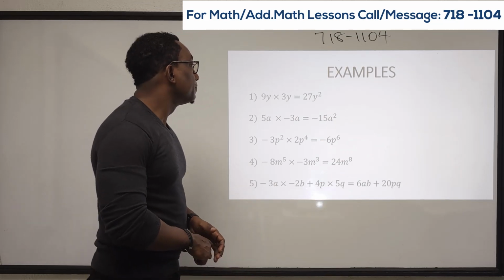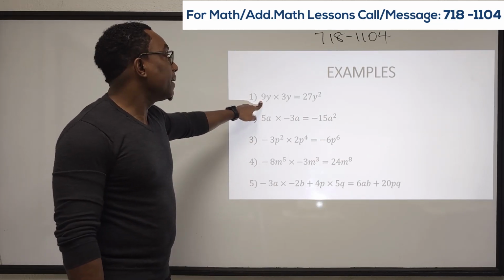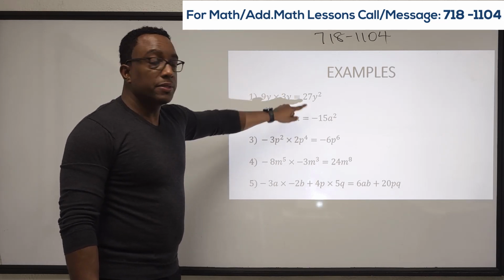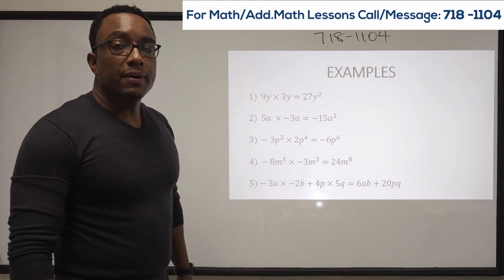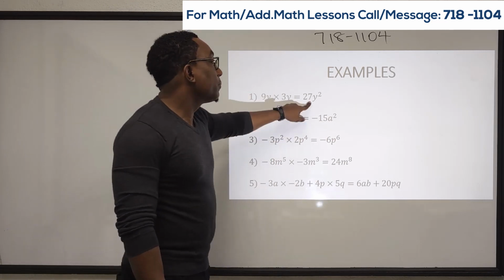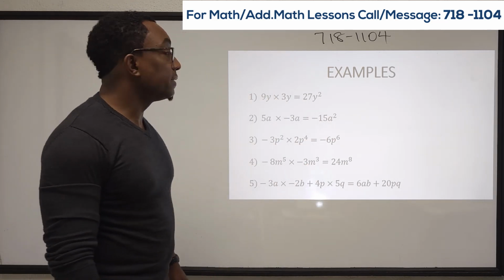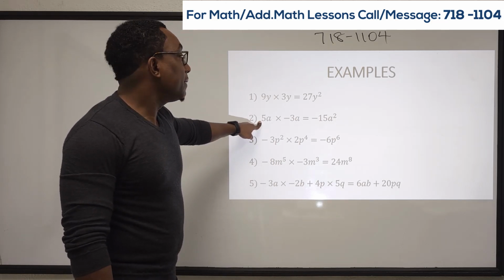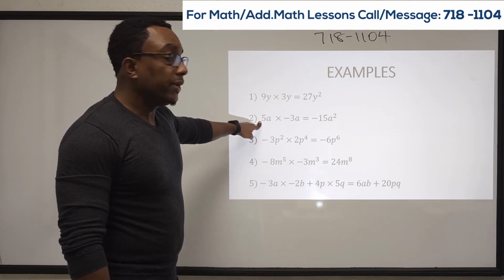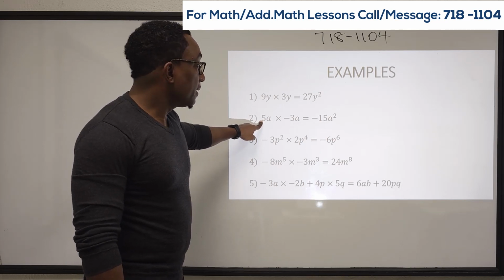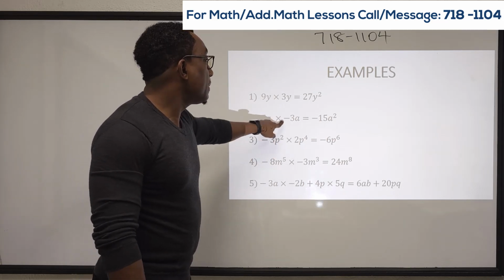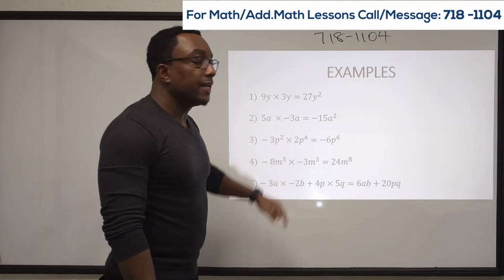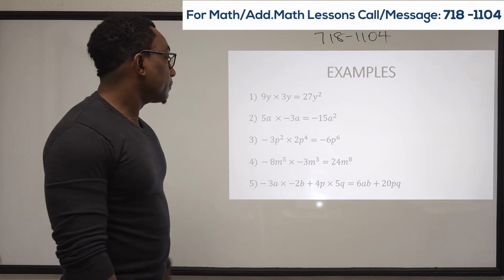So for example, positive 9y by positive 3y, a plus by a plus is a positive result. 9 by 3 is 27, y multiplied by y gives us y to the power of 2, positive 27y squared. Quantity 5a multiplied by quantity negative 3a, I can multiply positive 5 by negative 3, a plus by a minus is a minus, 5 by 3 is 15, and a by a will give us a squared.